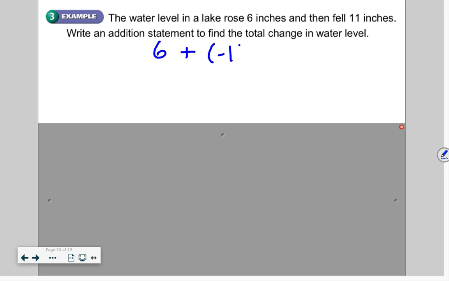Negative 11. I'm going to put the negative 11 inside parentheses to separate my addition sign from my negative sign. Now we're supposed to find the total change. One's positive, one's negative. What's 11 minus 6? 5, which is bigger. The 11 is bigger, and it's negative, so my answer is negative. Negative 5 what? Inches. Negative 5 inches.